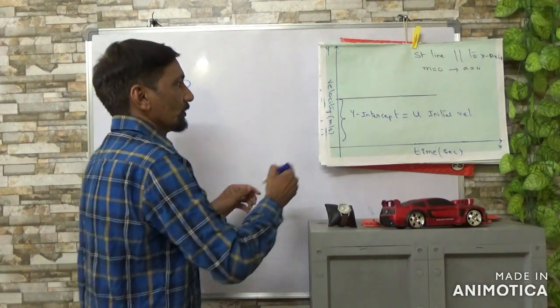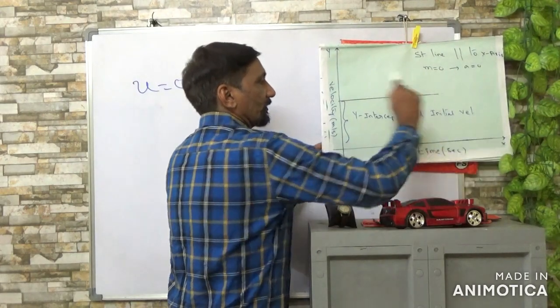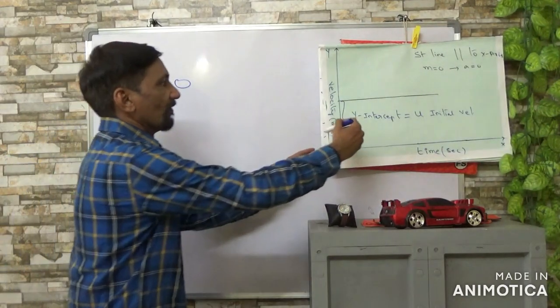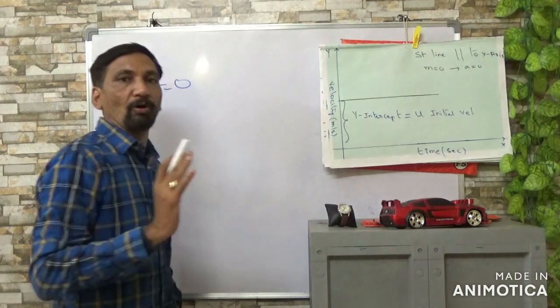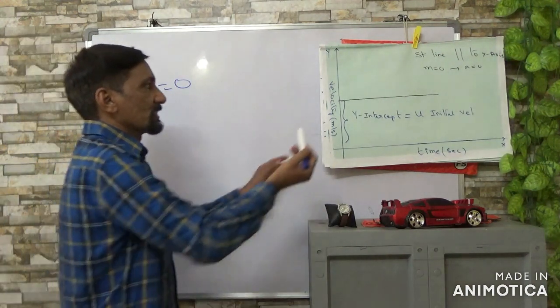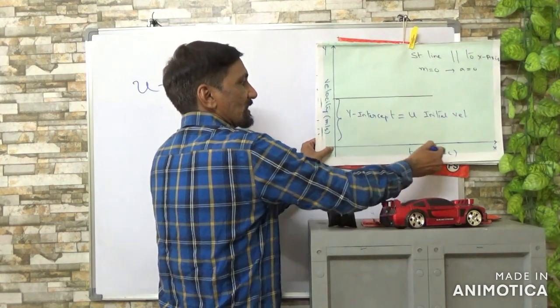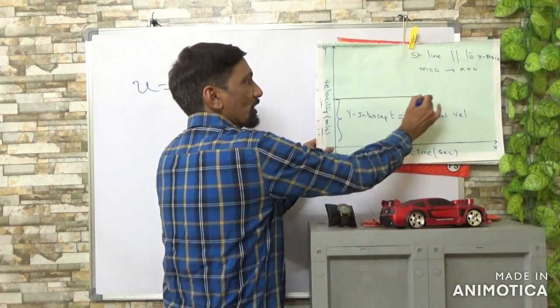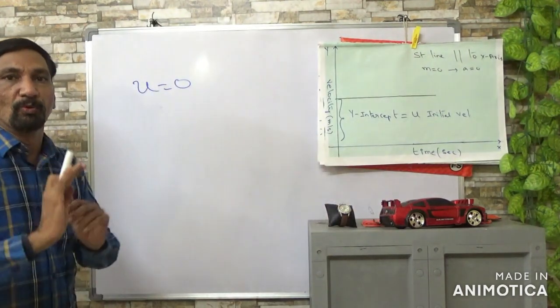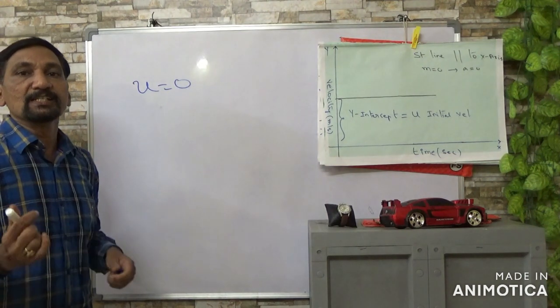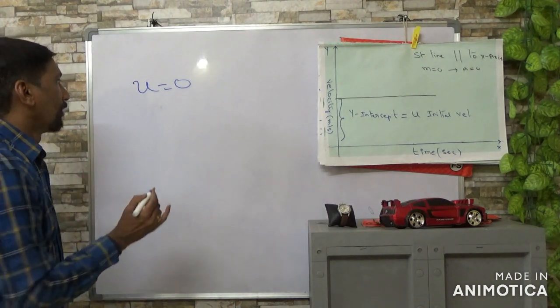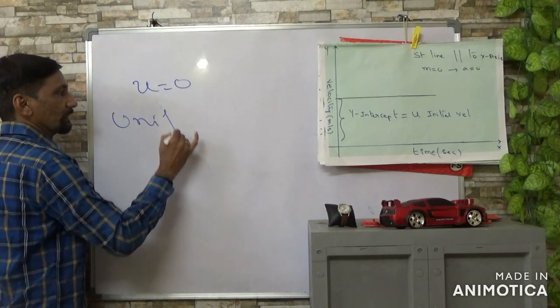So here you see, time you have taken on x-axis. Velocity you have taken on y-axis. Is there any change in the velocity of the body as you are increasing the time? No change in the velocity of the body. That means it is maintaining uniform velocity.